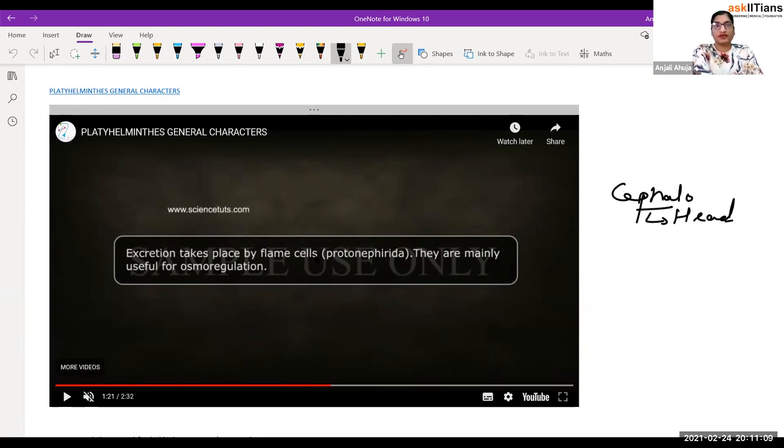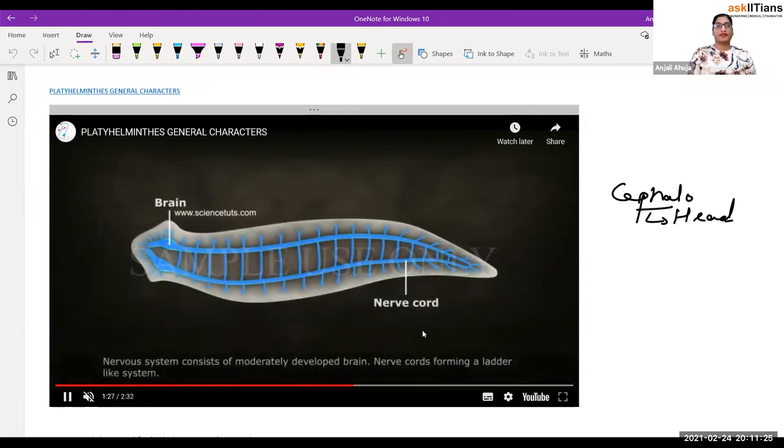In us, the excretory system includes the kidney, and in our kidney we have nephrons. Every organism has its own way of excretion. In them, they have flame cells, like we have the nephron. The flame cell, also known as protonephridia, filters the waste.